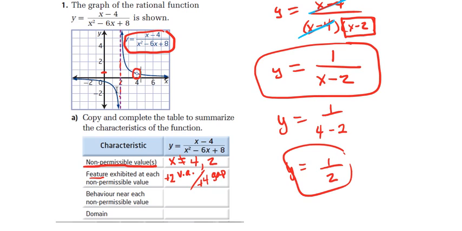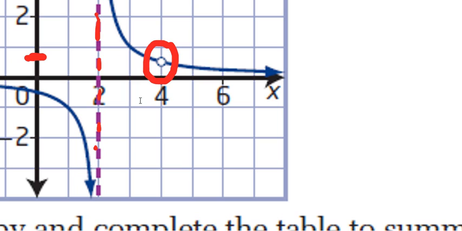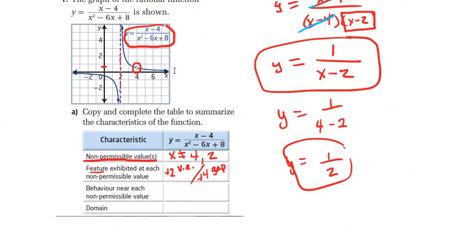I'm just going to zoom in there. So look at this. In the simplified version, if you put 4 in, you're not going to get a restricted situation. And you're going to see here's 1/2. This is what this graph actually approaches. So that's a little helpful hint here, hopefully for you.